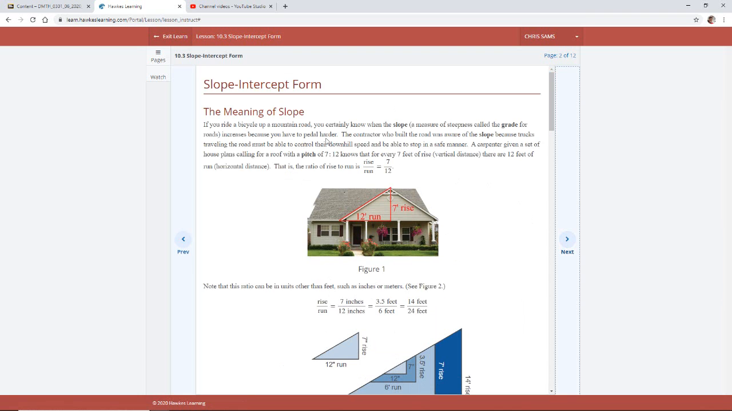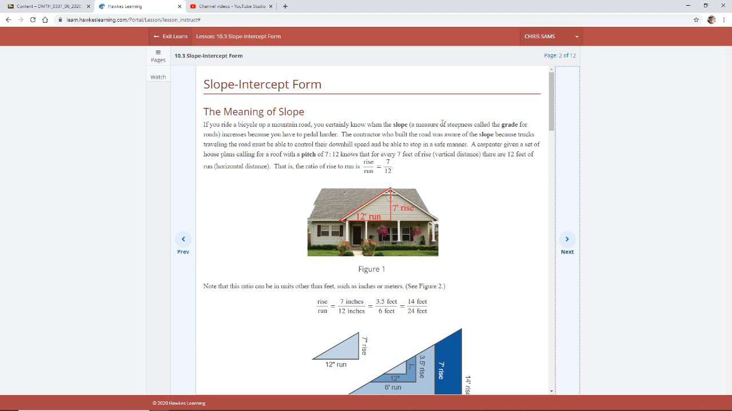So you'll probably see this quite a bit: rise over run. Rise goes up and down, run goes right. So normally when we're counting slope, if it's positive, we're going up and right. That's your rise over run.